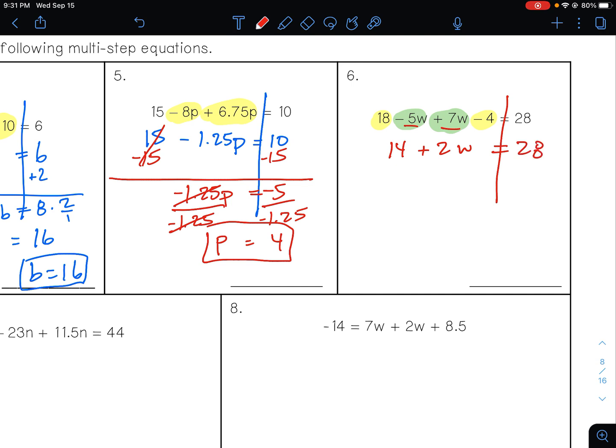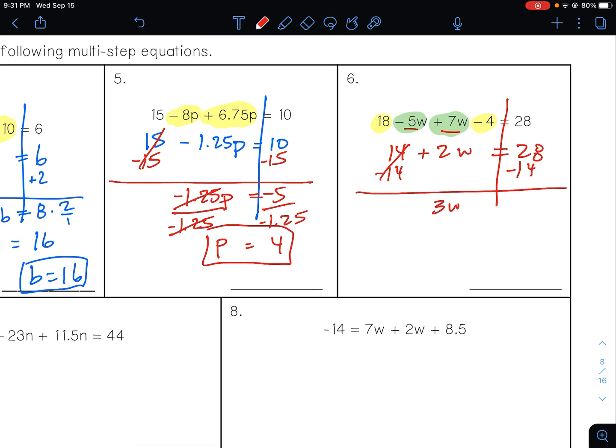All right, isolate the variable. So isolate the plus 2w, which means I need to get rid of this 14. What's the opposite of 14? Negative 14. Subtract 14 from both sides. Bring down the 2w. Bring down the equal sign. 28 minus 14 is 14. Now, finish off by dividing by 2. And I get 7 as my answer.